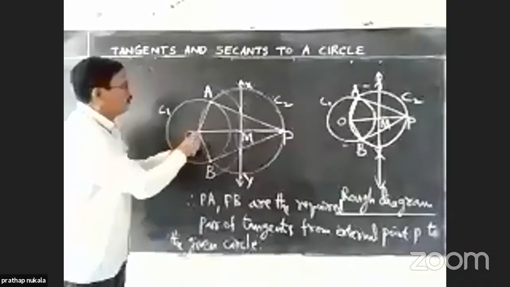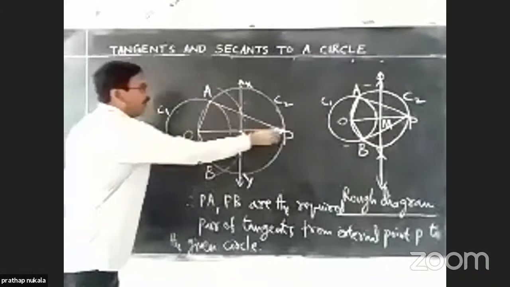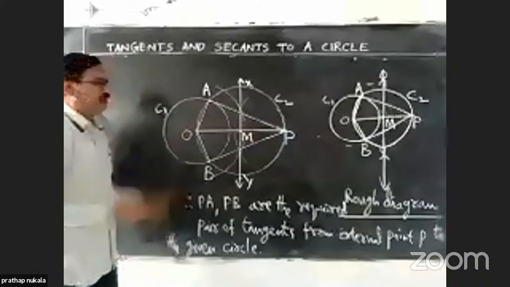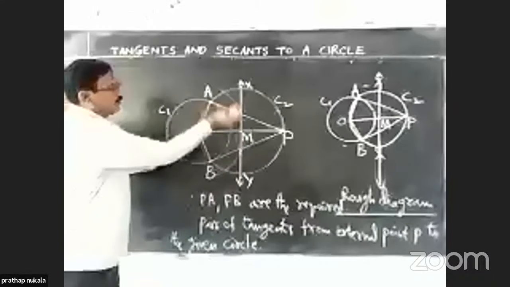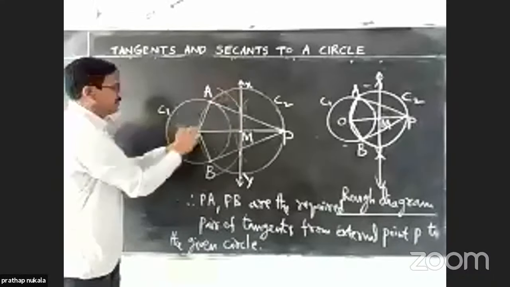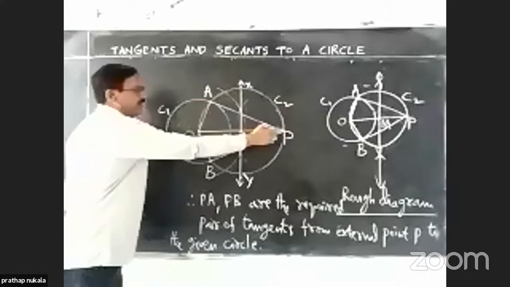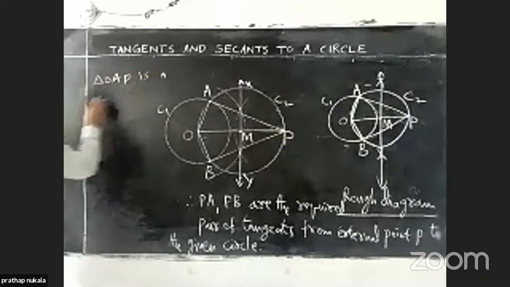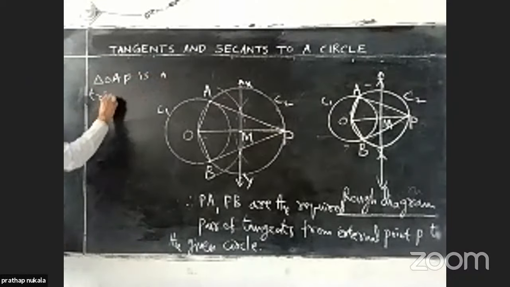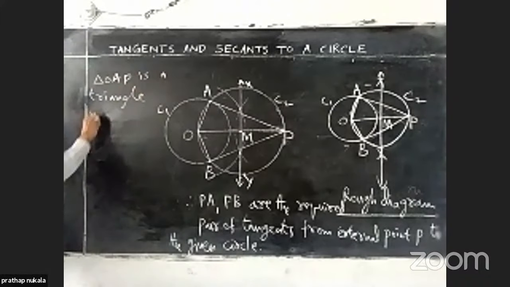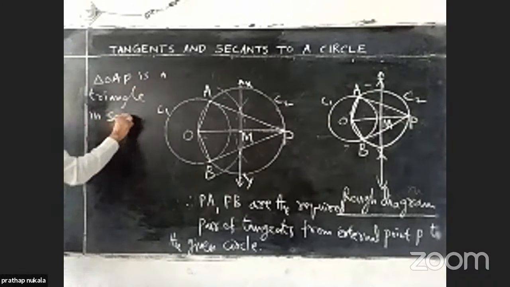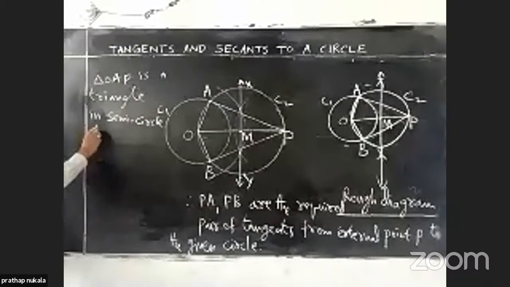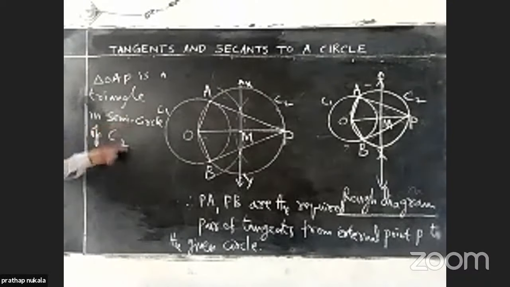Now, what about triangle OAP? Triangle OAP is a triangle in a semicircle. Just observe, triangle OAP is a triangle in the semicircle of C2, the semicircle of the second circle.